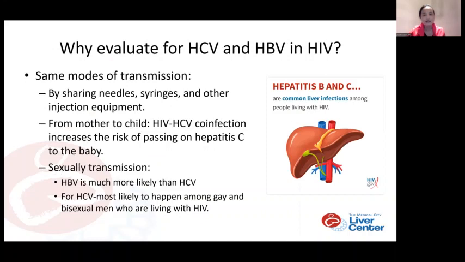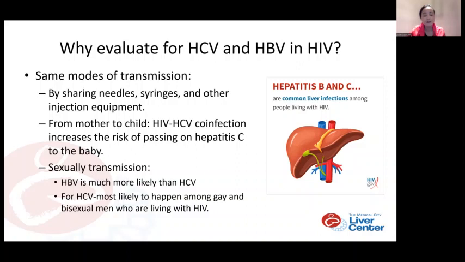So why do we need to evaluate for hepatitis C and hepatitis B in the setting of HIV? First of all, as we all know, they have the same modes of transmission. They're blood and body fluid borne, so you can get any of the three viruses by sharing needles, syringes, and other injection equipment. You can also get the transmission from mother to child. So from a positive mother to a child, you can have HIV and HCV, and also hepatitis B. Co-infection actually increases the risk of passing on these viruses to the baby.